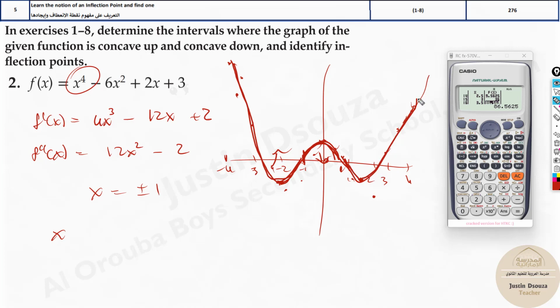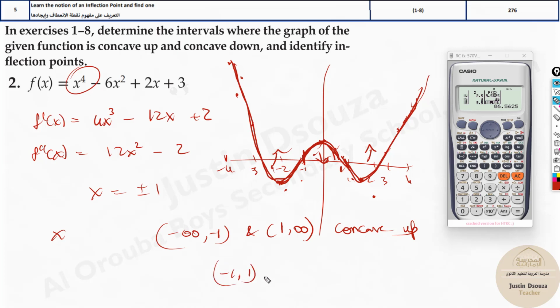Then over here, from here it's going upwards, concaving up. So we have from minus infinity till -1, and from 1 till infinity concaving upwards, concave up. Whereas from -1 to 1 it is concaving down. This is the understanding of the concavity. Inflection points would be -1 and 1.